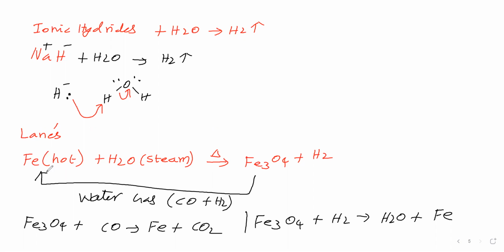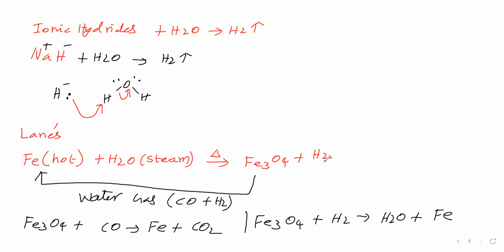So we are taking iron in hot condition and passing steam, so it is heated. Iron is converting into Fe3O4, and steam is converting into hydrogen gas. After a certain time, stop passing steam. Then pass water gas to convert Fe3O4 into Fe. Then stop passing water gas and start passing steam. You will get hydrogen gas.